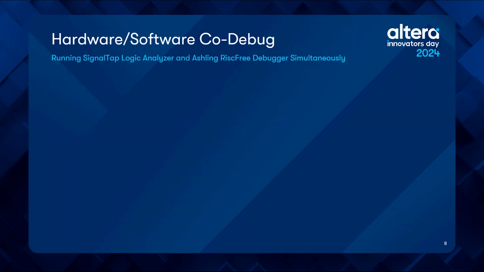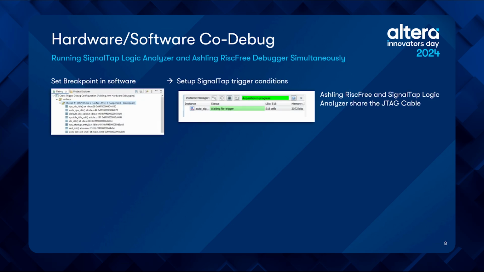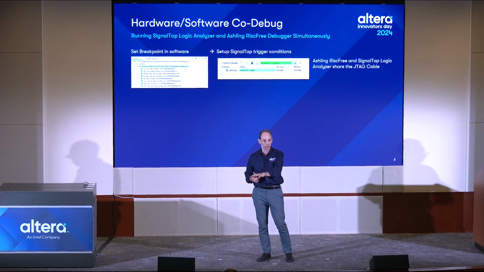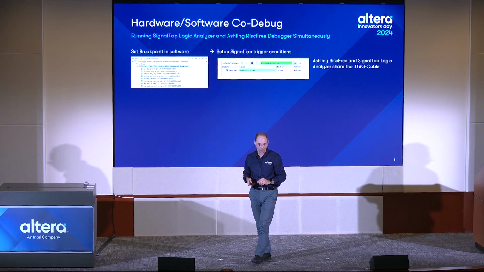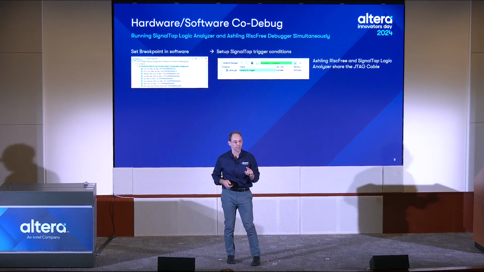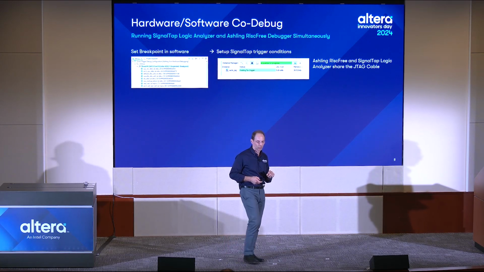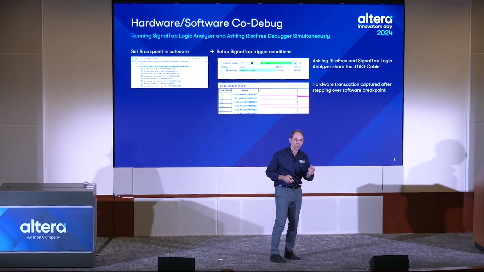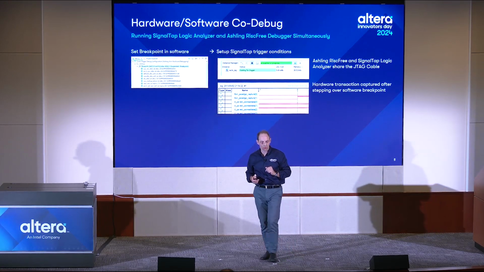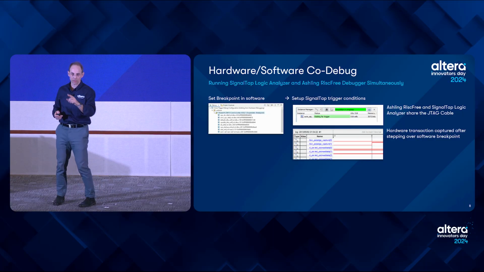Okay, so now we can't forget about the FPGA fabric as well. So we have integration with SignalTap. Here's an example where you've put a breakpoint in your software code on the top left. And then you set up your trigger conditions in SignalTap for your logic that is in the FPGA fabric. Now, an important note is that both SignalTap and the Ashling tools share the same JTAG cable. Now, when you step over the breakpoint in your software, a trigger condition can happen in SignalTap.